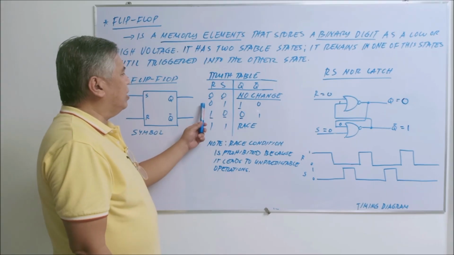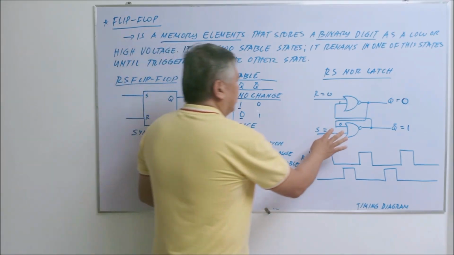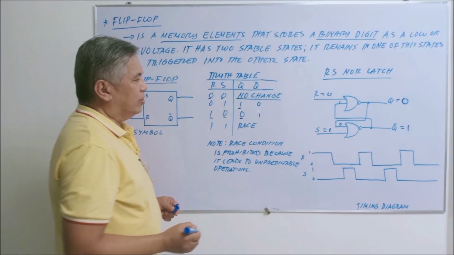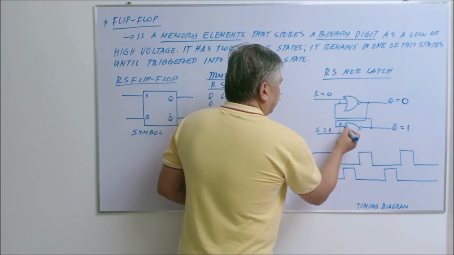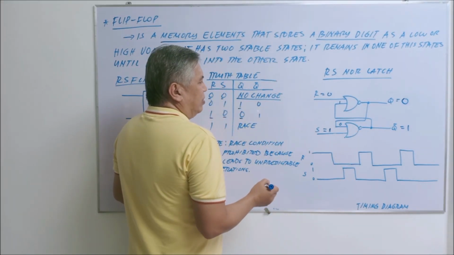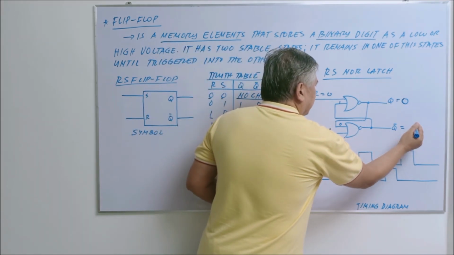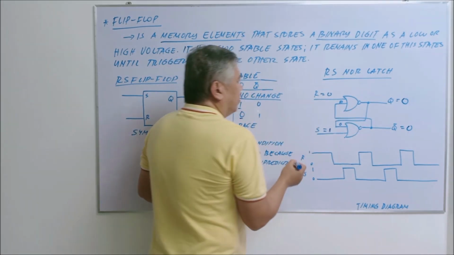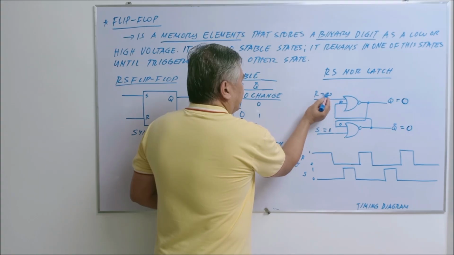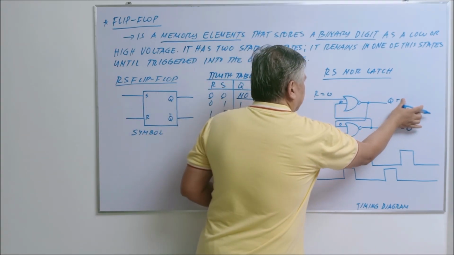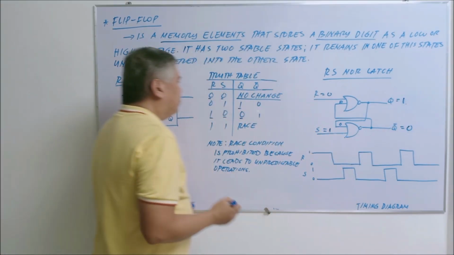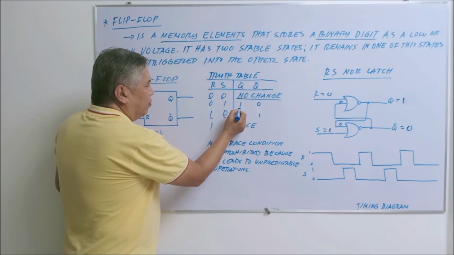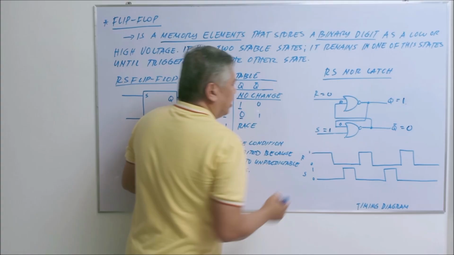Now, if you have R is 0 and S is 1, this condition, okay? So you have 0, 1 is 1, invert that, this becomes 0. So if this is 0, this will also be 0. So you have R is 0, 0, 0 is 0, invert that, this becomes 1. So from a previous output, which is 0, it becomes 1 because of the presence of your inputs 0 and 1.